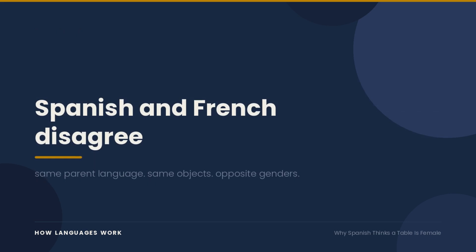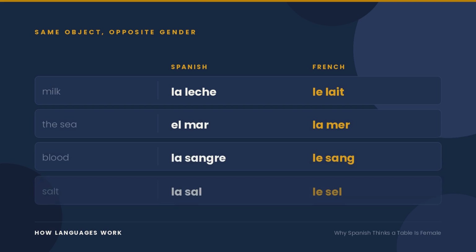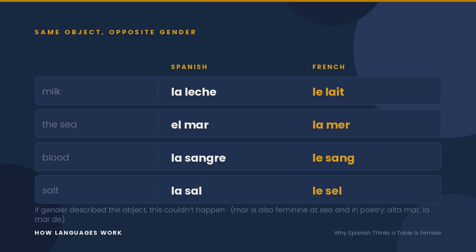And here is the clincher. Your own two Romance languages cannot even agree with each other. Milk, the sea, blood, salt: same objects, opposite genders, in two neighboring languages descended from the same parent. If gender were really about the thing itself, that could not happen.